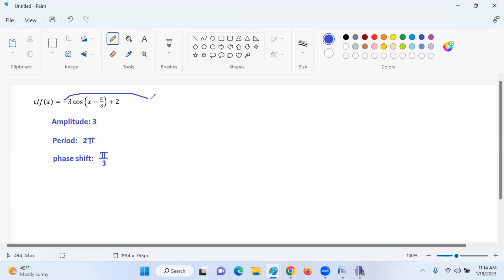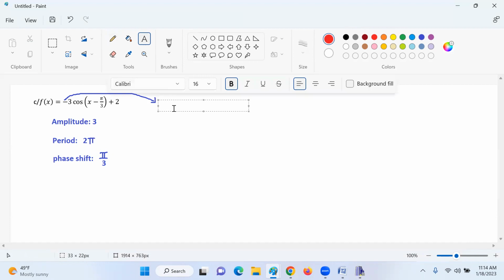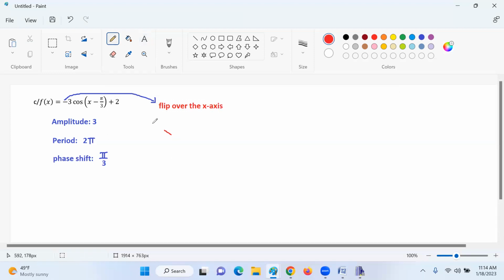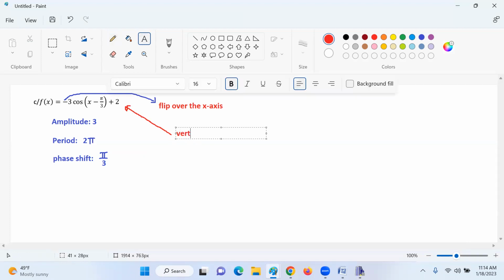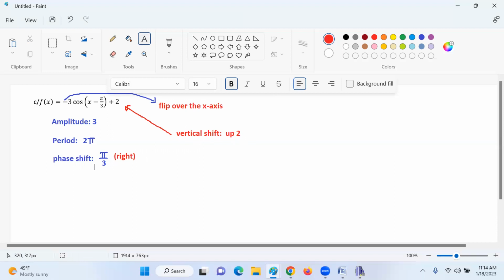The negative sign over here means you flip over the x-axis. Okay. Plus 2. This is a vertical shift. Up 2. This is right. Okay. Are we good with this, people? Are we good? Yeah.